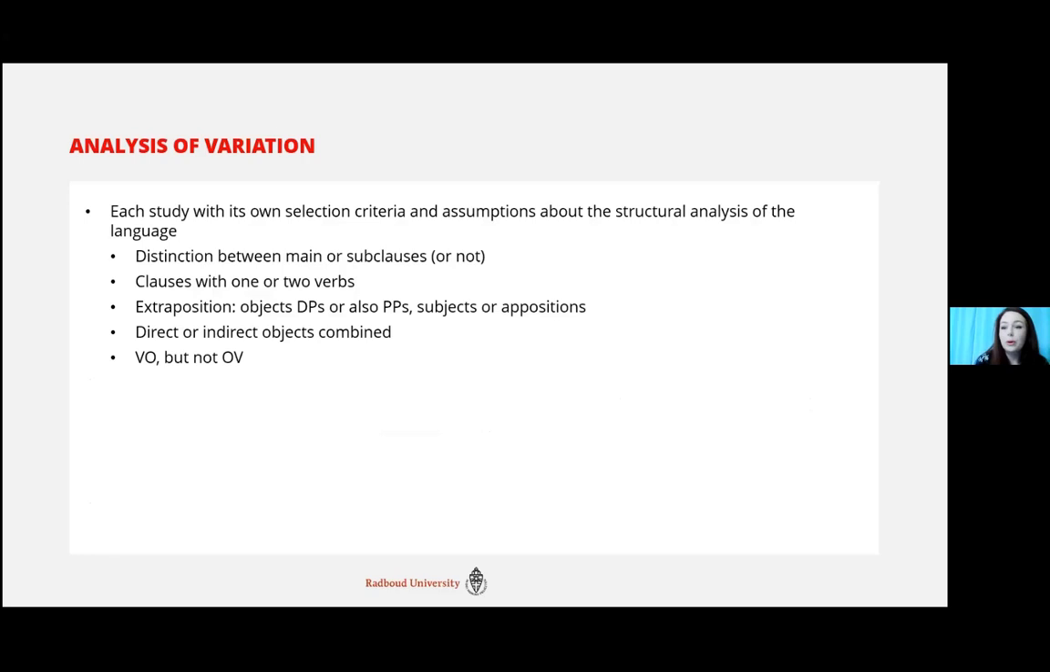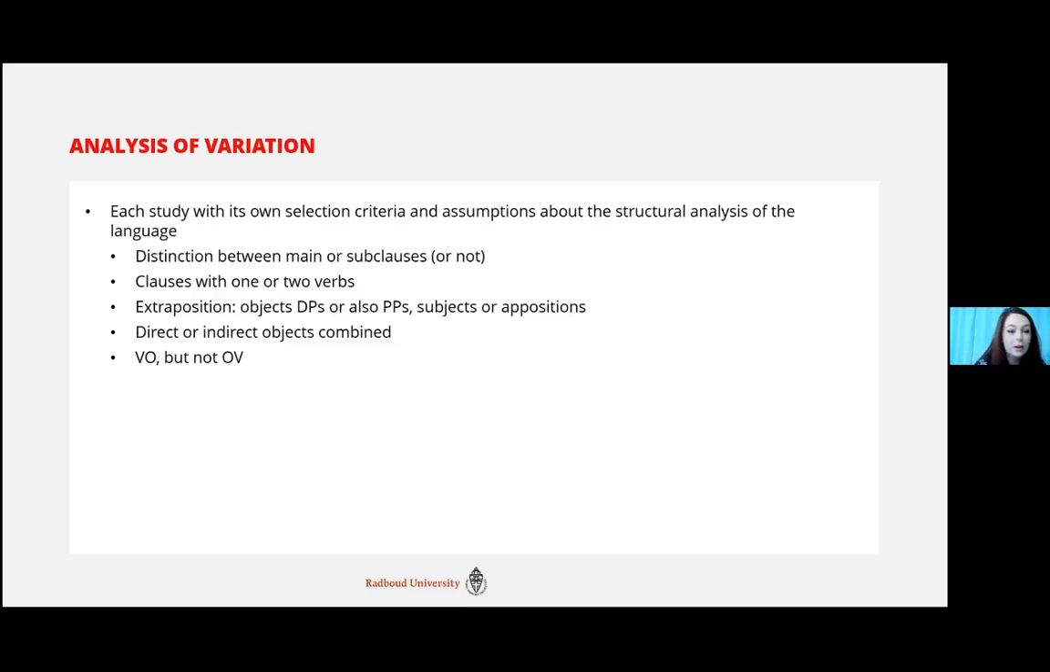So why do another study on OV/VO variation if you can just combine the literature and come up with a comparative perspective? Well, each of these studies is associated with its own selection criteria and assumptions about the structural analysis of the language. So that means that you have either a distinction between main and subclauses or not. Sometimes they're lumped together. Clauses with 1 or 2 verbs. Extraposition is sometimes only considered as object DPs, but it also includes PPs in some cases, and in even other cases, even subjects or prepositions.